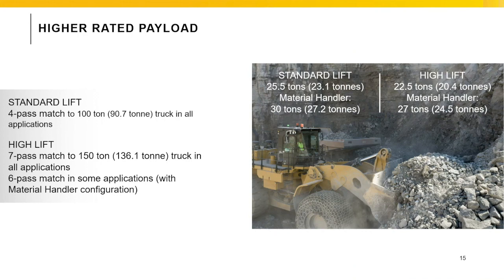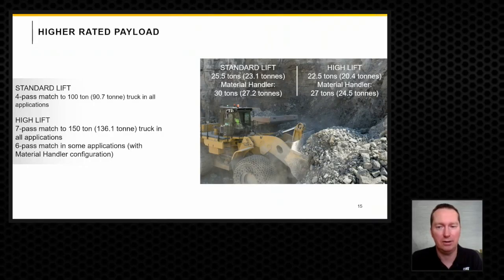I do want to highlight the material handler payloads. That's a similar situation to what we've done with the increased rated payload on the 994. In this case, it's actually a different machine configuration with extra counterweight, just to compare what we're talking about now versus the 994K, where the machine is actually the same machine doing two different jobs.